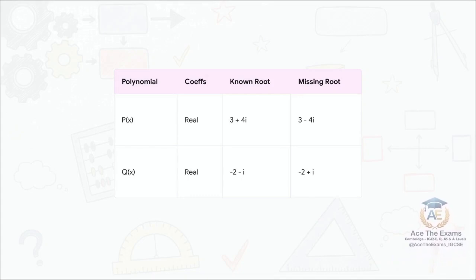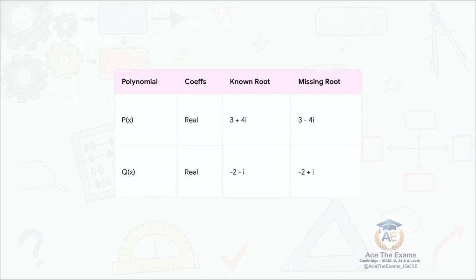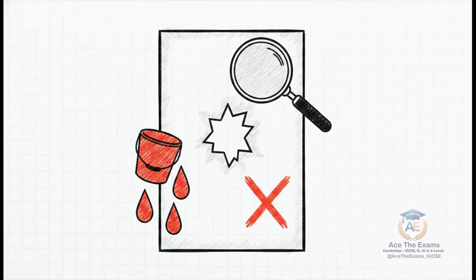So for polynomial p, if the known root is 3 plus 4i, the missing conjugate root absolutely must be 3 minus 4i. And for polynomial q, with a known root of negative 2 minus i, the missing root is exactly negative 2 plus i. It might seem super simple, but the ability to quickly scan data tables for that specific real coefficient condition is a vital exam skill. Awesome. Now for Challenge 2, find the flaw.